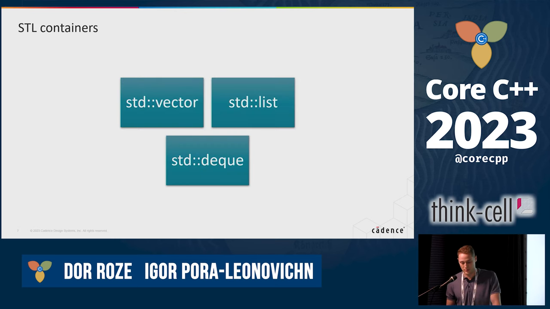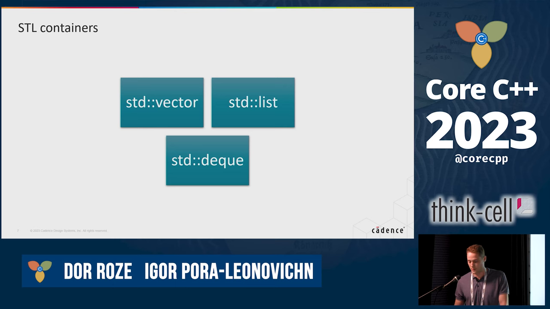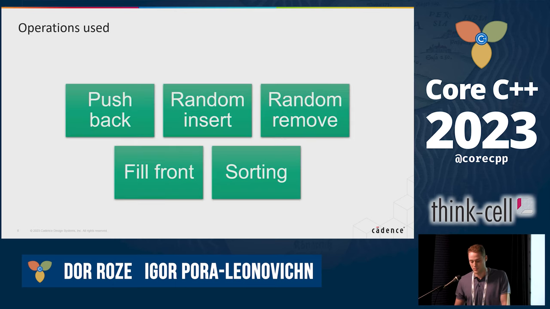Those are the STL containers we are going to talk about. These are the operations we chose: push back, random insert, which first looks for a random element and then inserts in this position, random remove, push front, and sorting.